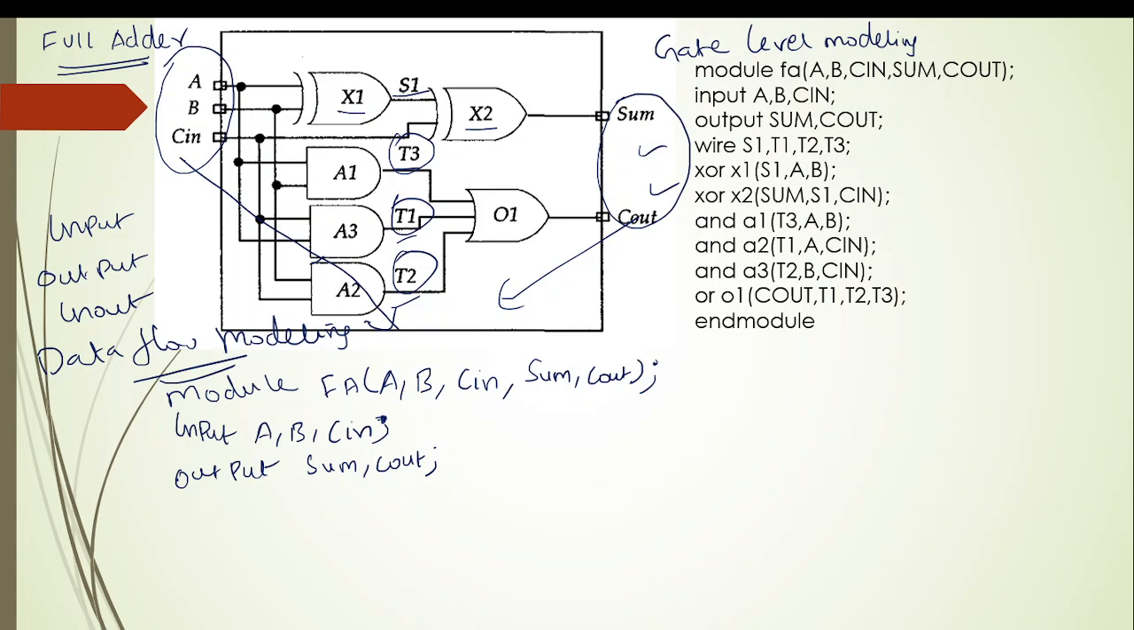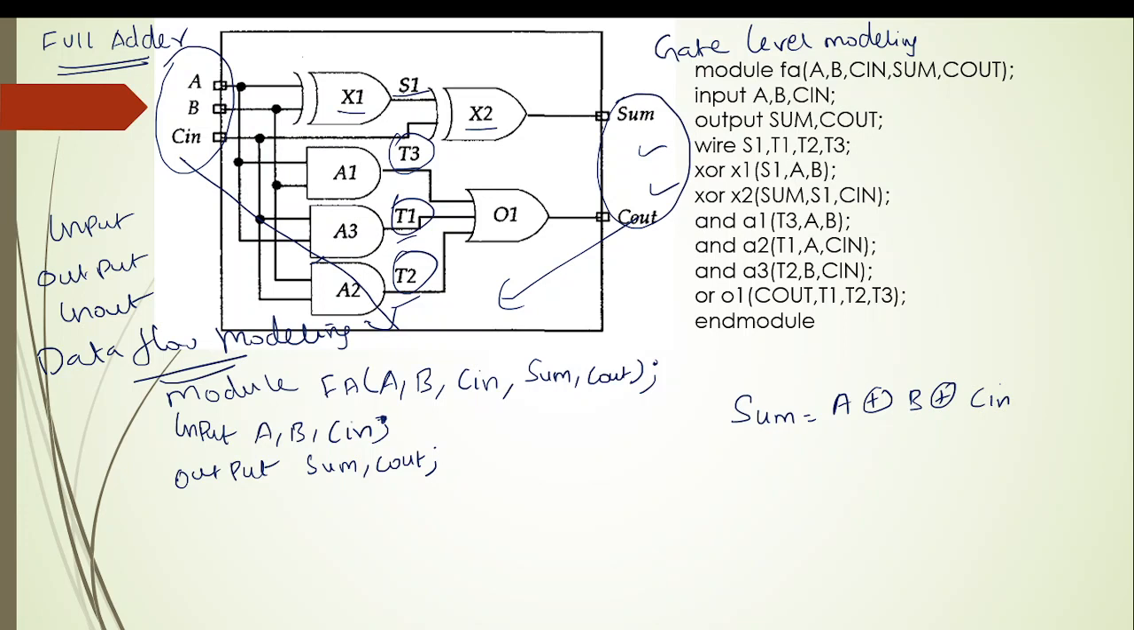Okay, now how do we write the statements? In the case of Dataflow modeling, here I am going to write the program in Dataflow. In the case of Dataflow, I need to know what is the Boolean function for sum. The sum can be written in two different ways. Let us write the equation directly. So sum equal to, I can write as A XOR of B XOR of Cin. It is one way, I can write the expression like this directly.